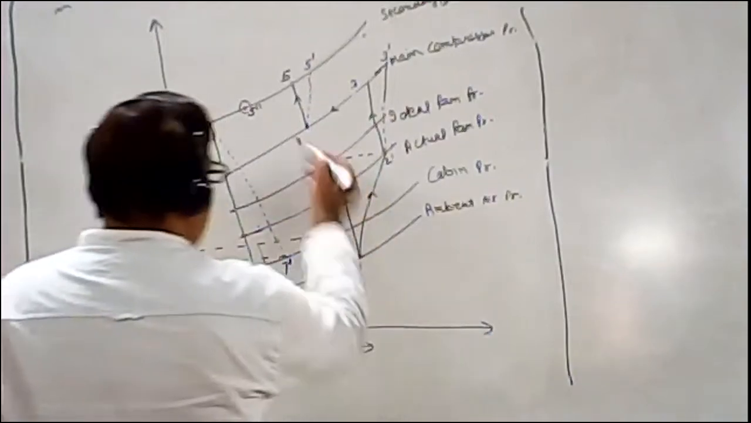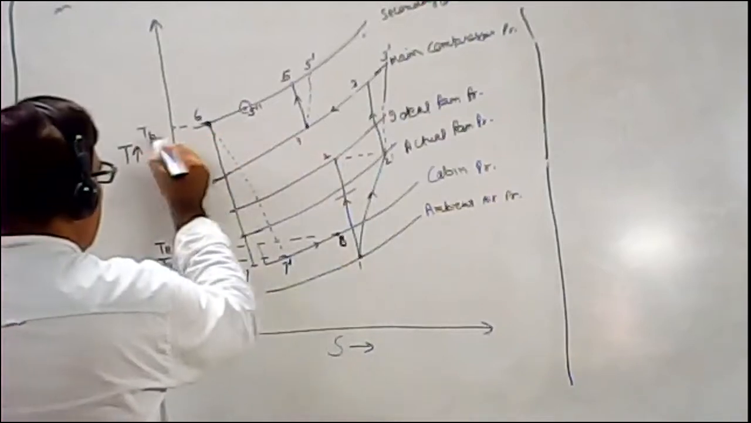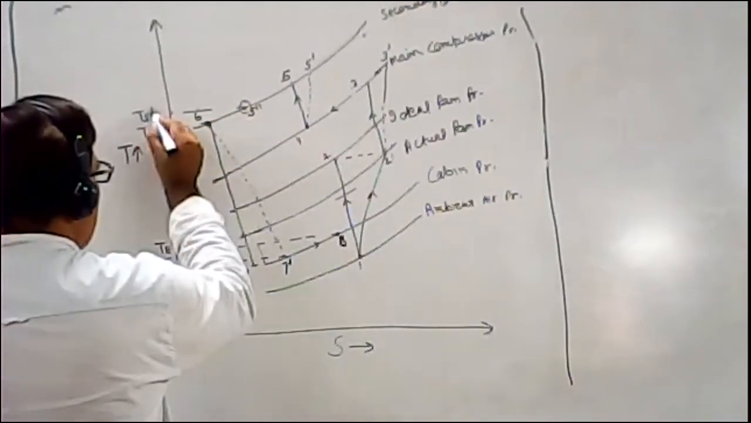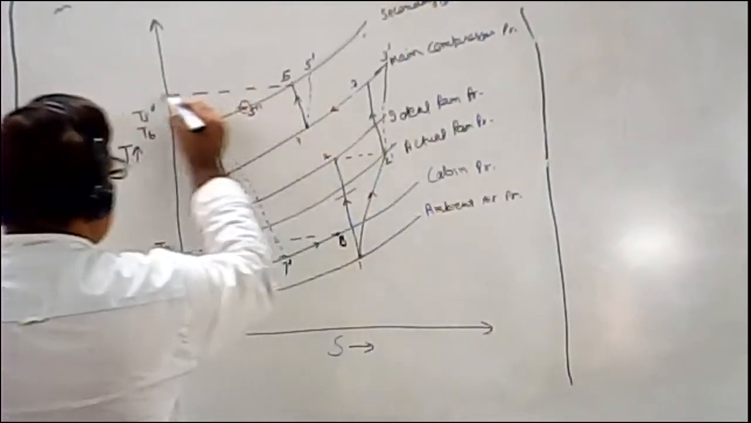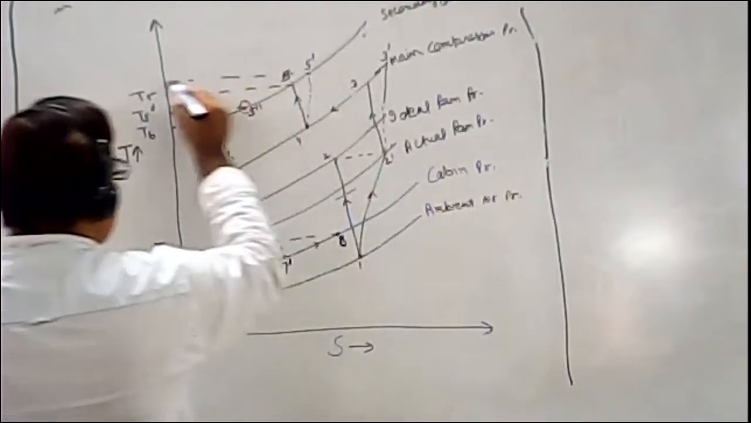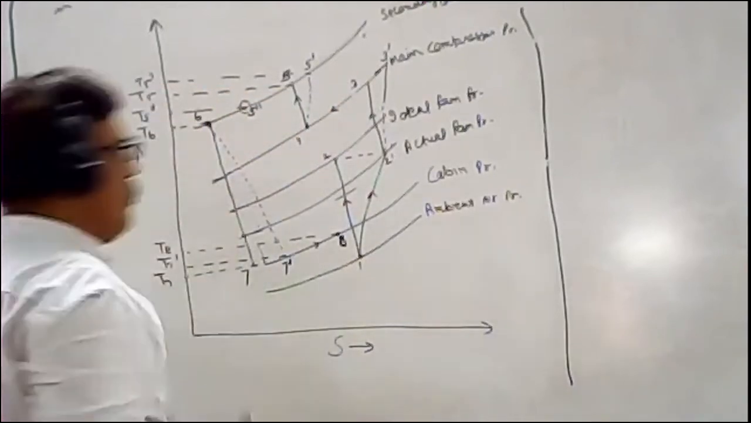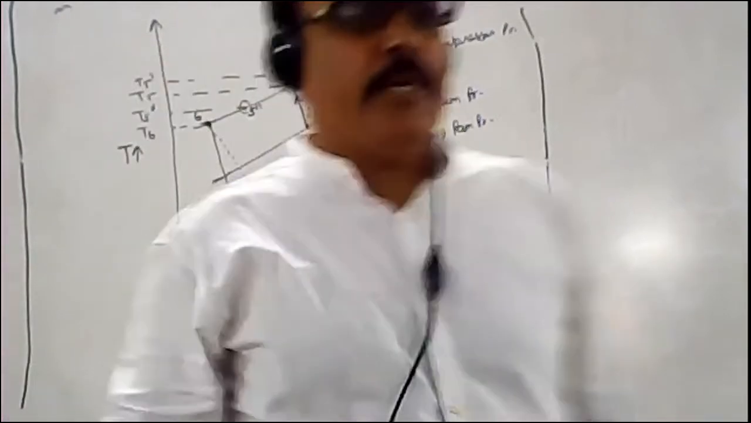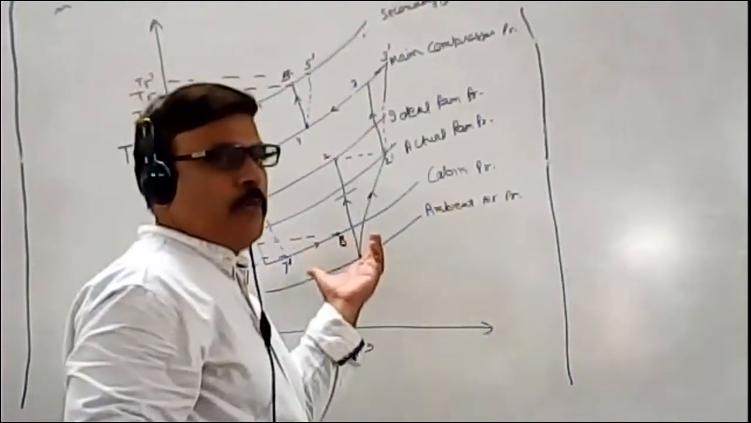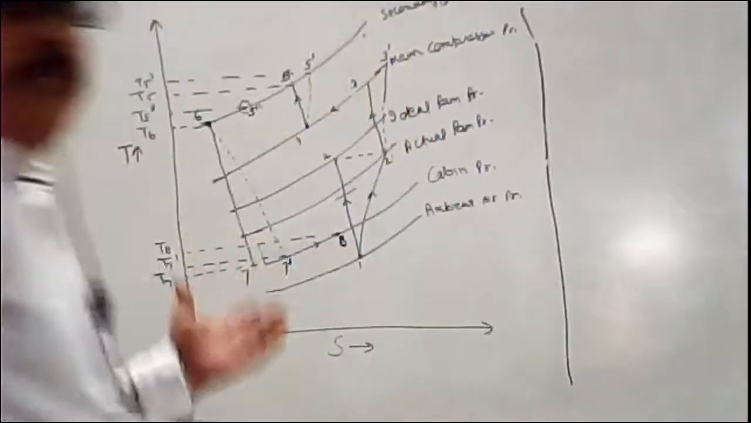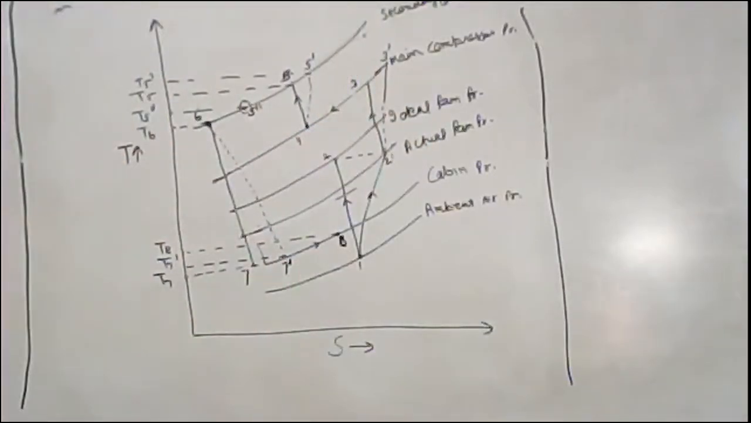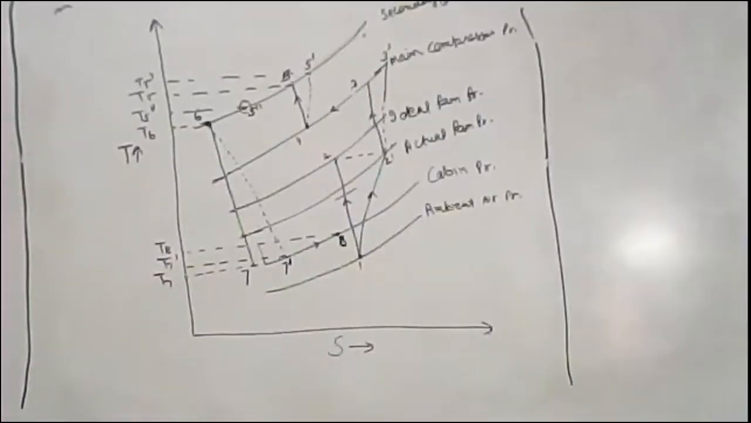So you can note down every temperature from this temperature line. After taking the load from the cabin, the air will again pass to the atmosphere. So this is all about the TS diagram of your bootstrap evaporative type cooling turbine system. So everybody note it down.